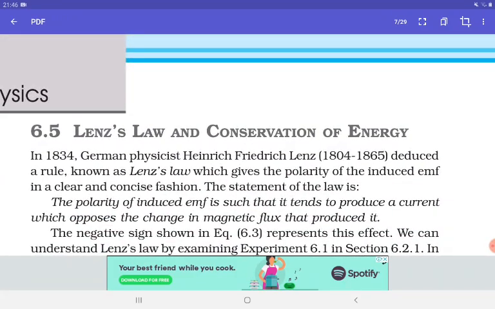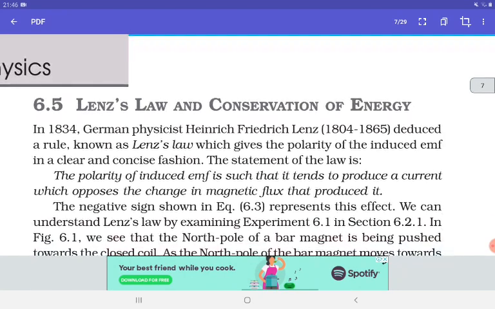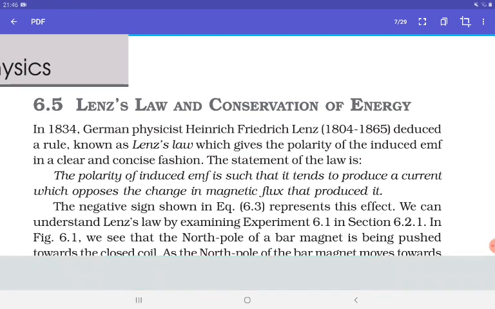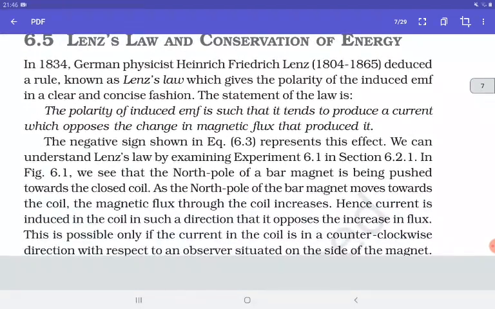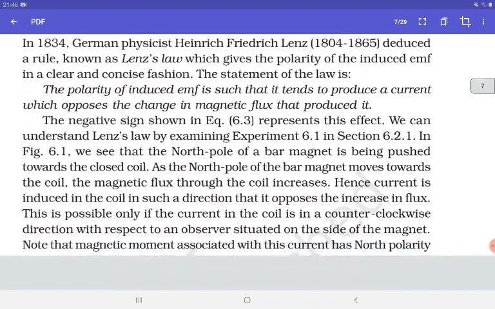6.5 Lenz's law and conservation of energy. In 1834, German physicist Heinrich Friedrich Lenz deduced a rule known as Lenz's law, which gives the polarity of the induced EMF in a clear and concise fashion. The statement of the law is: the polarity of induced EMF is such that it tends to produce a current which opposes the change in magnetic flux that produced it.